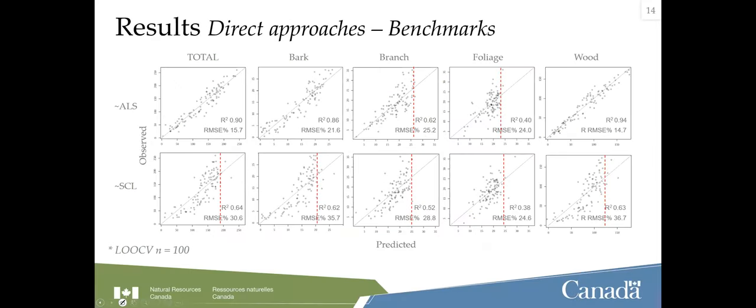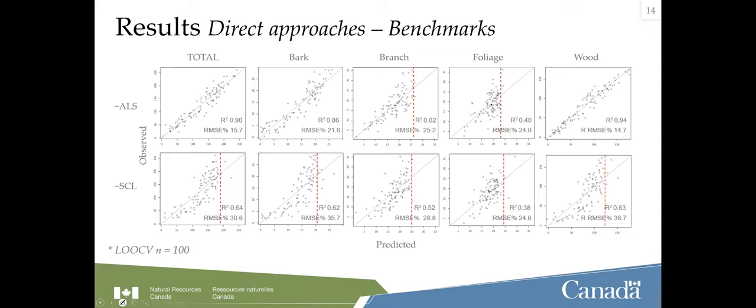So the results. If we take a closer look, most notably what we're looking at here is the direct approaches. On the top here are models developed solely with the airborne LiDAR. We have total biomass, the bark component, branch, foliage, and wood. And on the bottom here are spatially comprehensive layers.